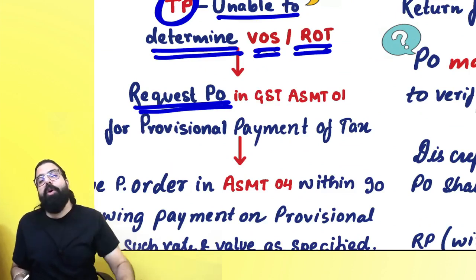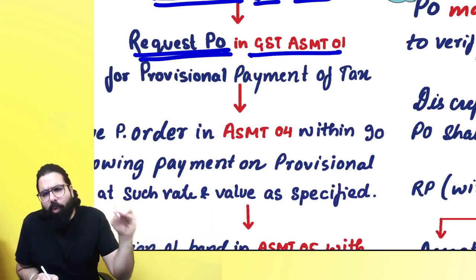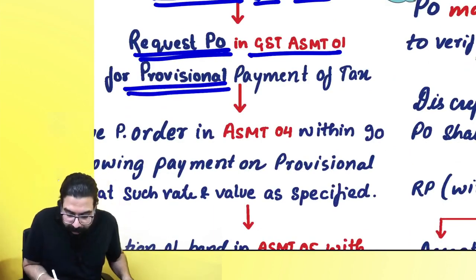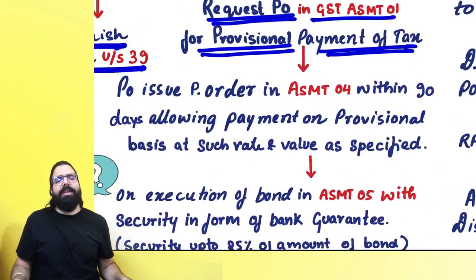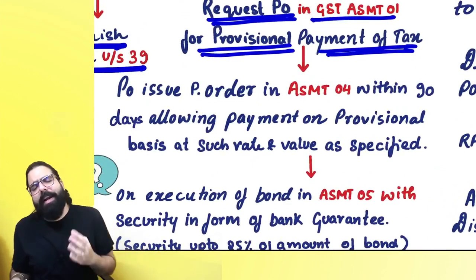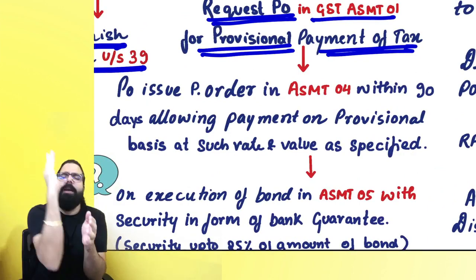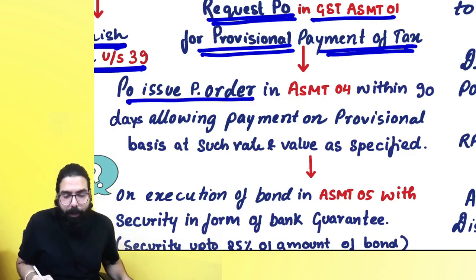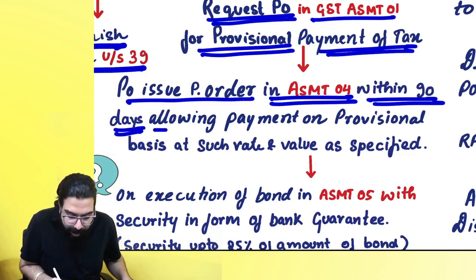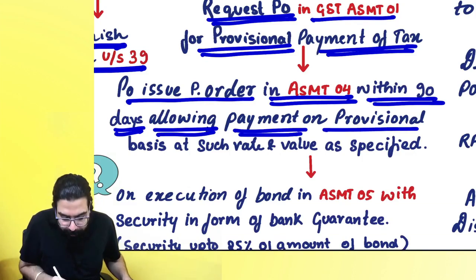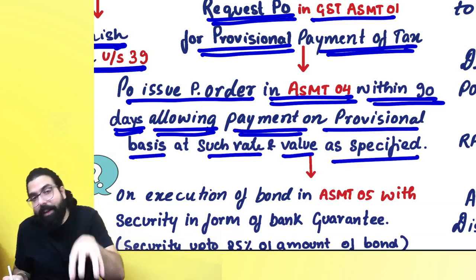In this scenario, you can request the proper officer in GST ASMT 01 for provisional payment of tax. When you request, the officer will allow you to pay provisionally. He will give you an order for provisional assessment in ASMT 04 within 90 days, allowing payment on a provisional basis at such rate and such value as specified in the order.